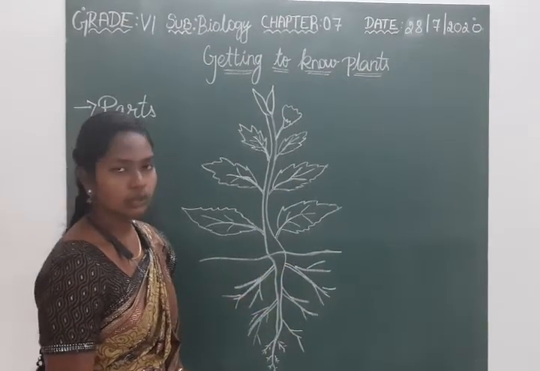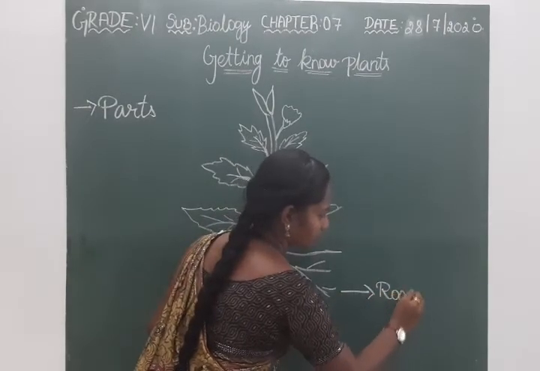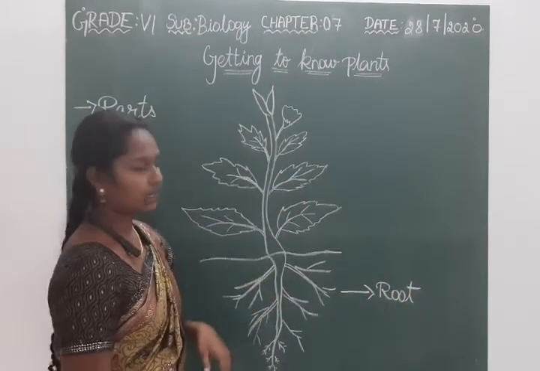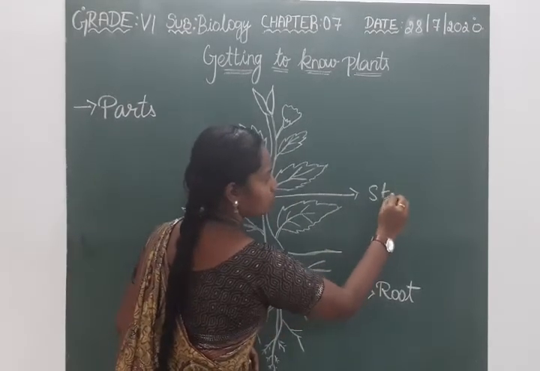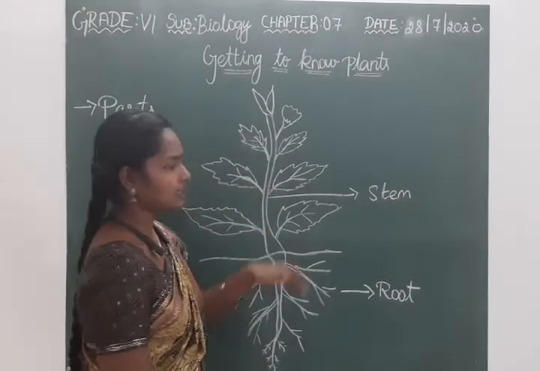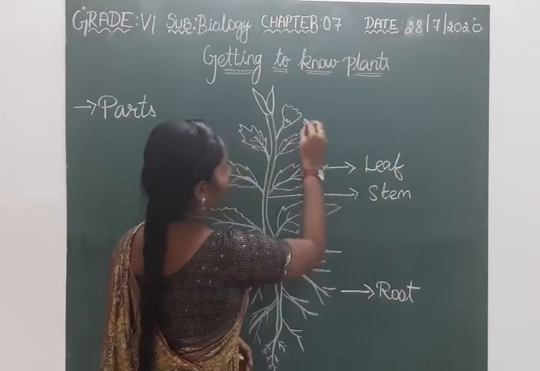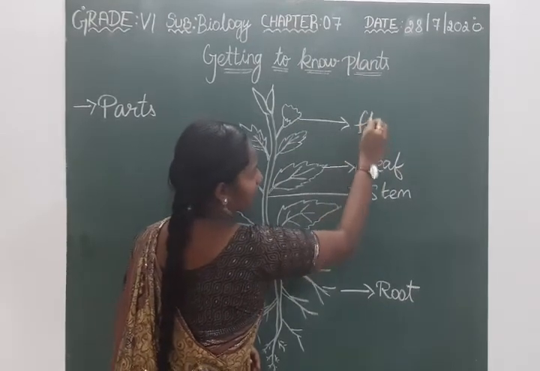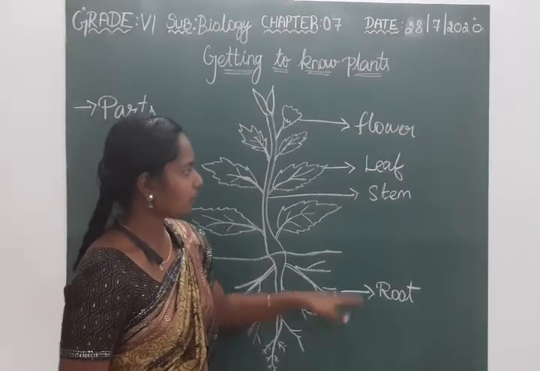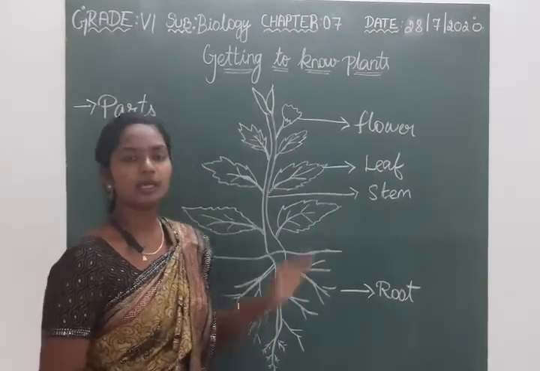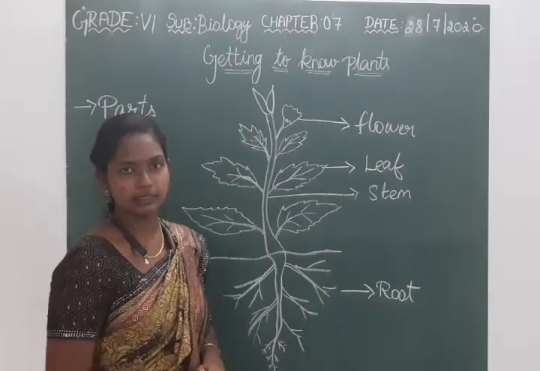Below the soil level, it is the root. This part is the root. Next, above the soil level is the stem portion. This portion is the stem. And next is the leaf, and the flower. So these are the parts present in plants: root, stem, leaf, and flower. In this chapter, you will be learning the specific role of each part in detail.